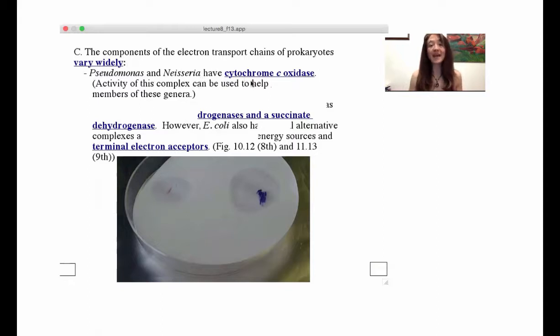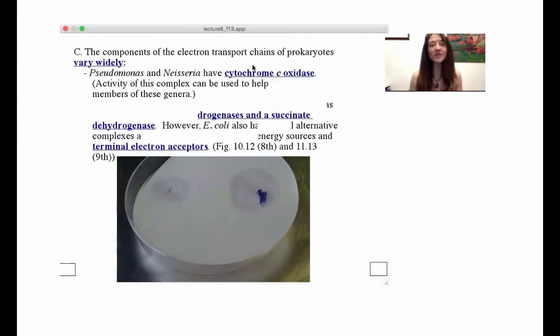for example, cytochrome C oxidase. Remember that that was complex 4, the terminal member, the one to which oxygen bound. We can actually assay for the presence of cytochrome C oxidase in the test called the Oxidase Test. So the Oxidase Test is equivalent in the gram-negative world to the catalase test in the gram-positive world. That is, it's very good at distinguishing two major groups of bacteria.